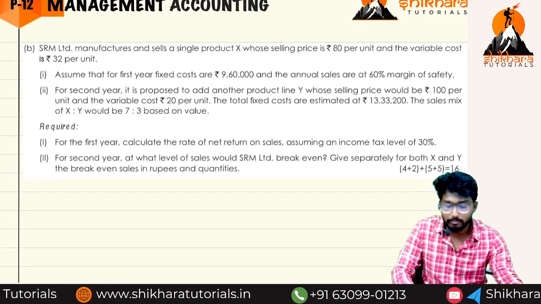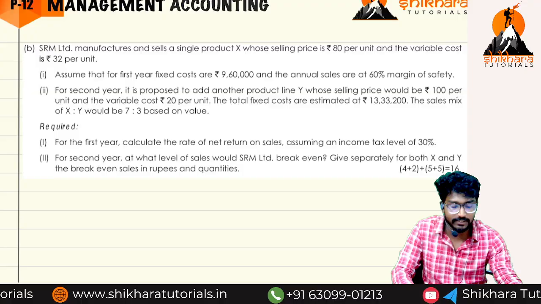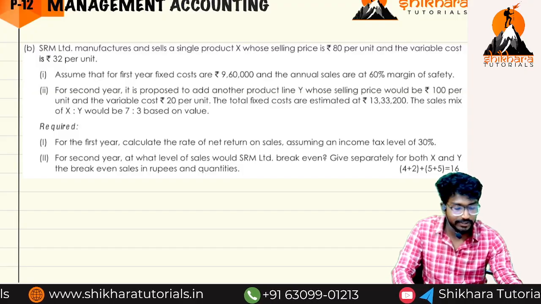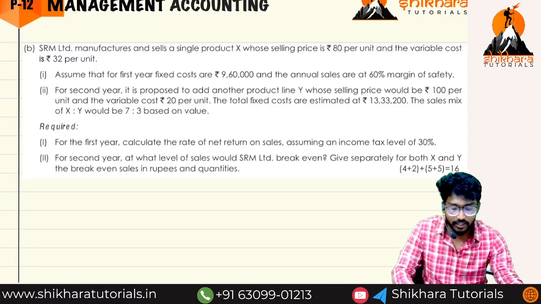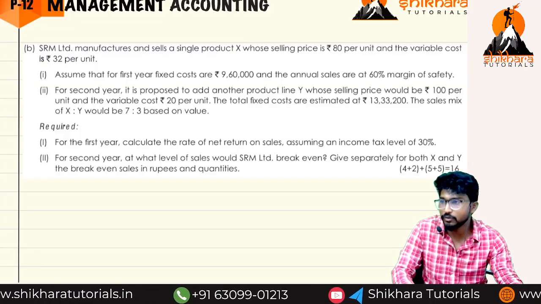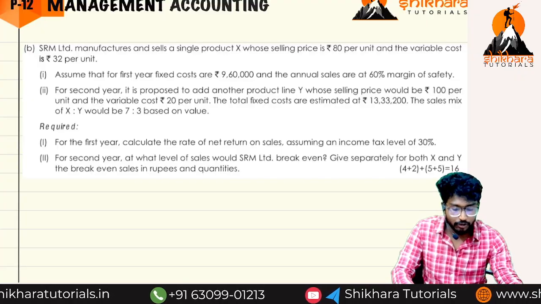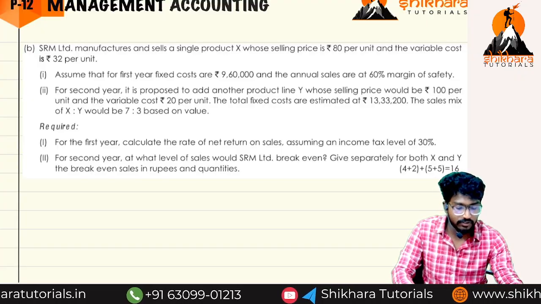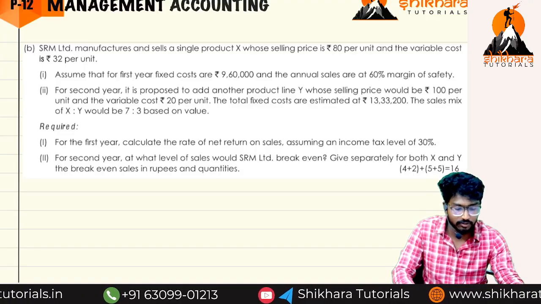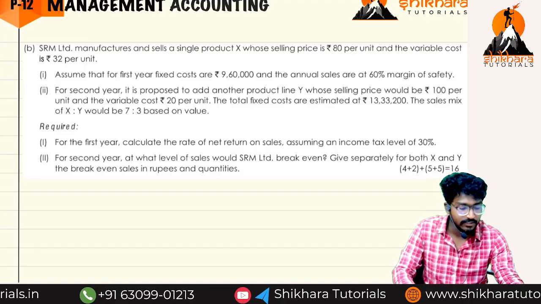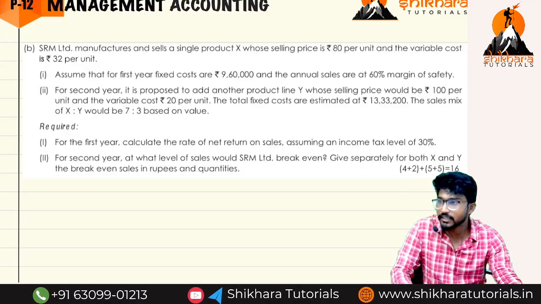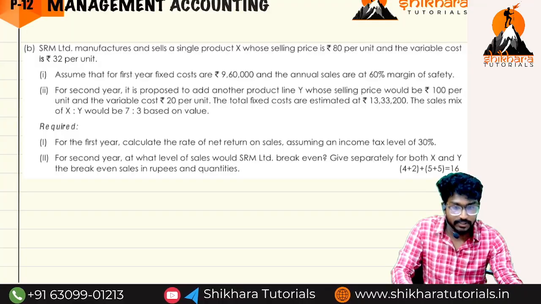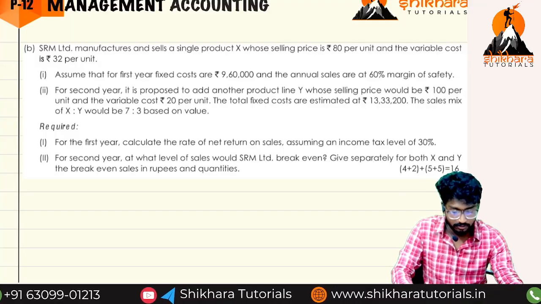SRM Limited manufactures and sells a single product whose selling price is 80 per unit, and the variable cost is 32 per unit. Assume that for the first year fixed cost are 9,60,000 and annual sales are 60% of margin of safety.